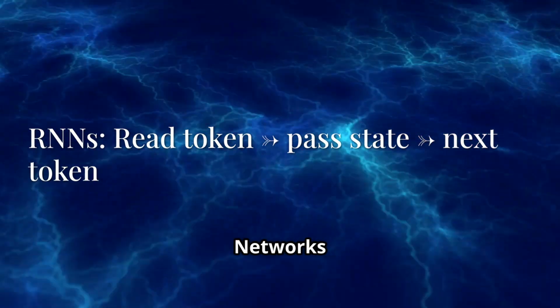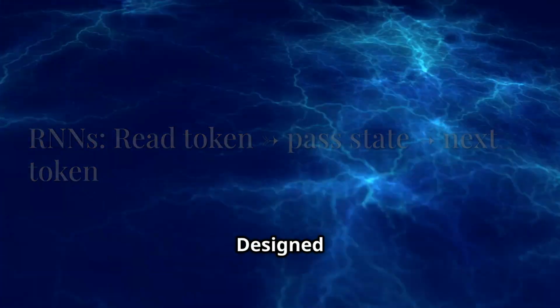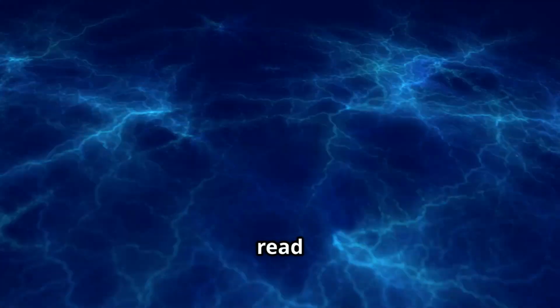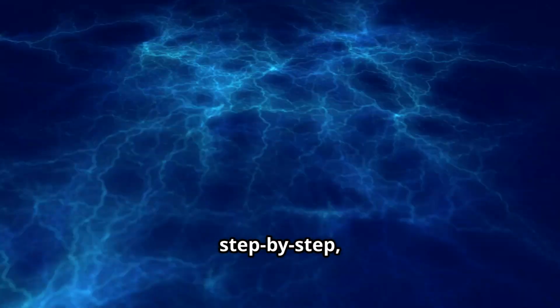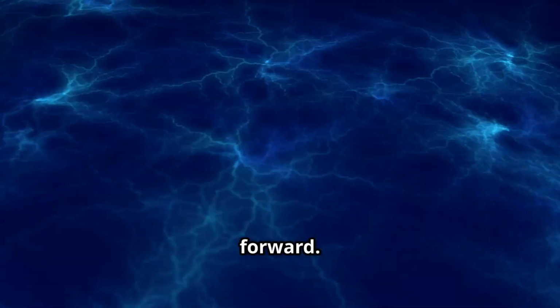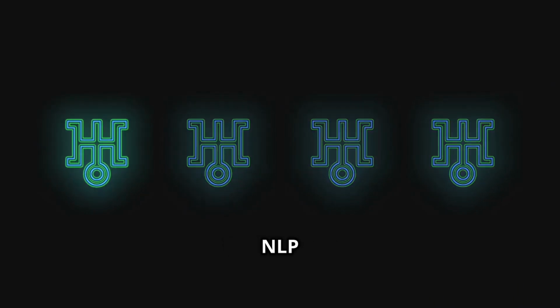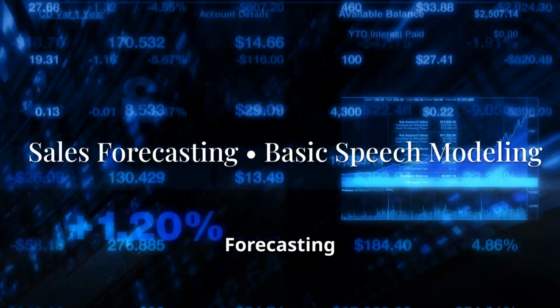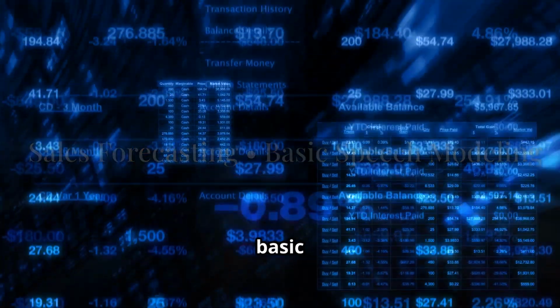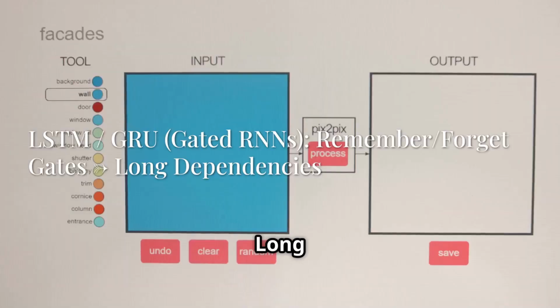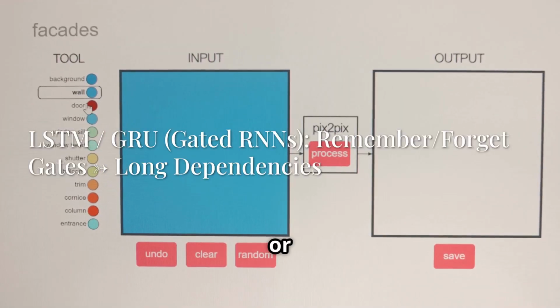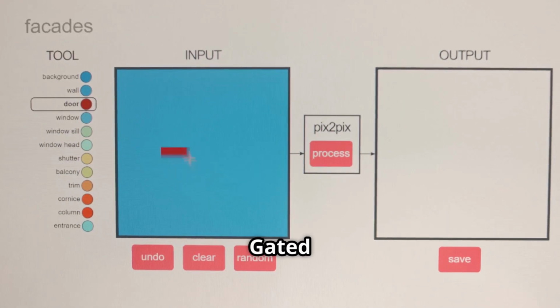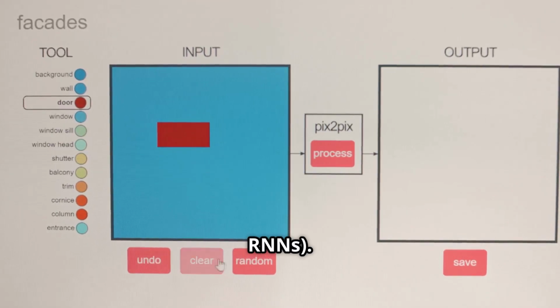Recurrent neural networks, RNNs. Designed for sequences, they read tokens step by step, passing a running memory forward. Classic choice for time series and earlier NLP before attention took over. Examples are forecasting sales, basic speech modeling.